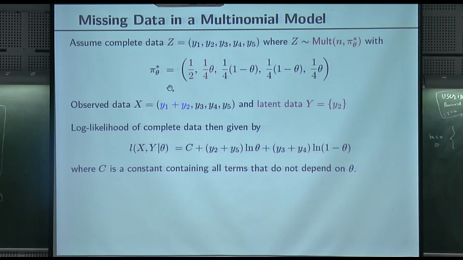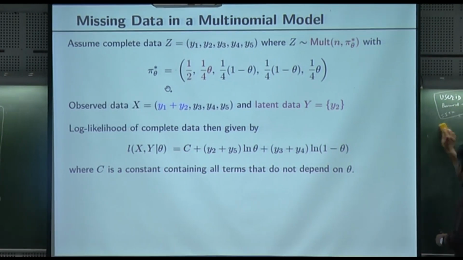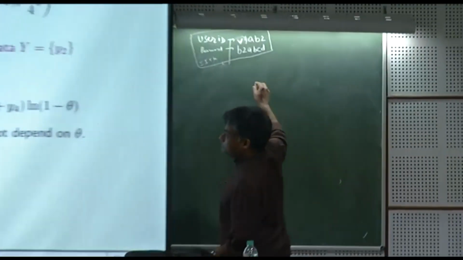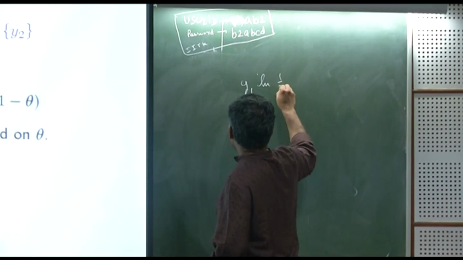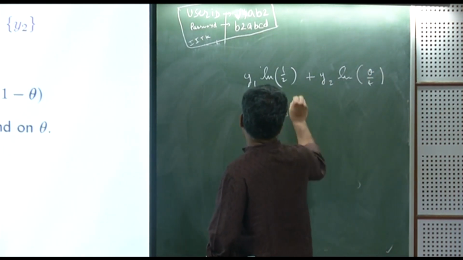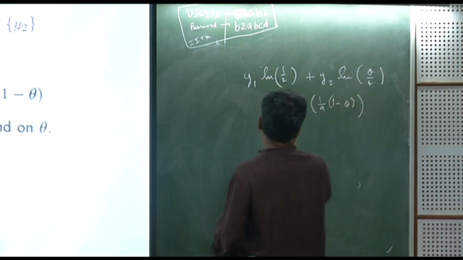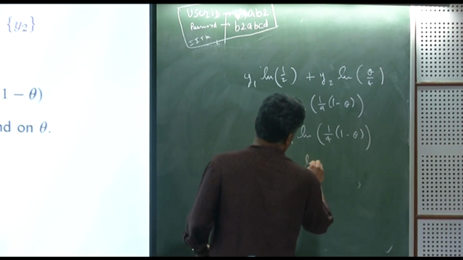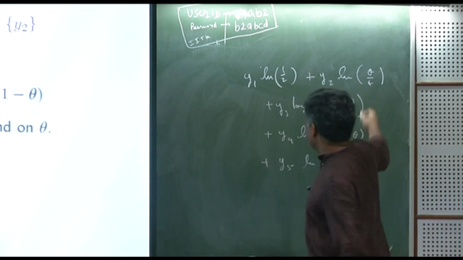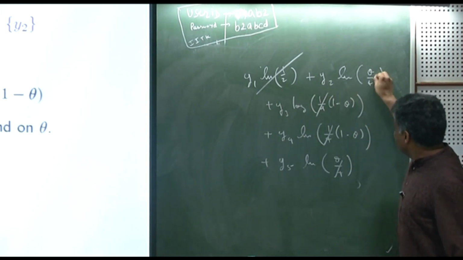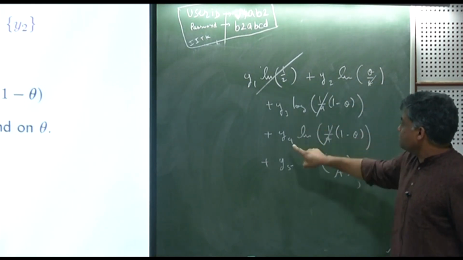So now what do we do? Let's think about it, now I write the complete log likelihood. If the y's were given to me, when x and y both were given to me, then the log likelihood looks like y1 log 1/2 plus y2 log theta over 4 plus y3 log 1/4 1 minus theta plus y4 log 1/4 1 minus theta plus y5 log theta over 4. So I have all of this. I don't care about those constants. So when I put it all together, it becomes y2 plus y5 times log theta, y3 plus y4 times log 1 minus theta.